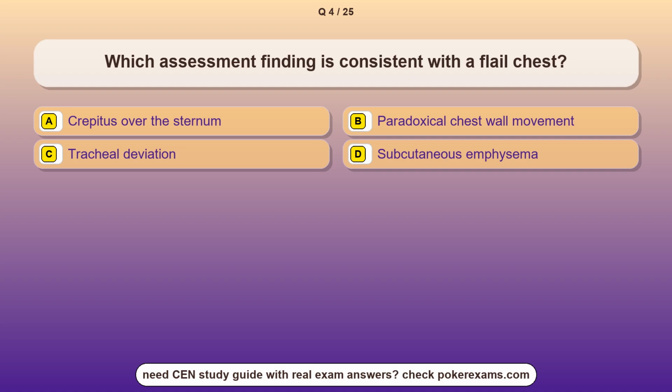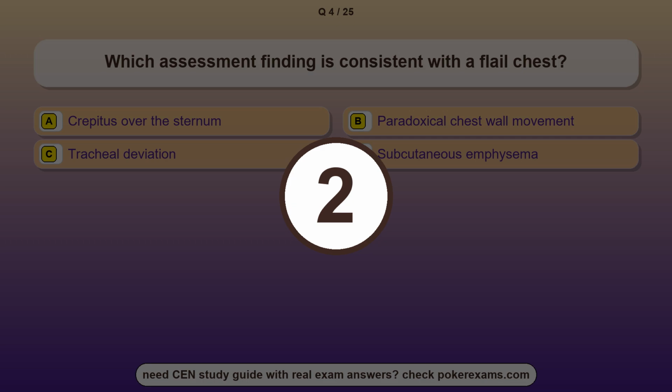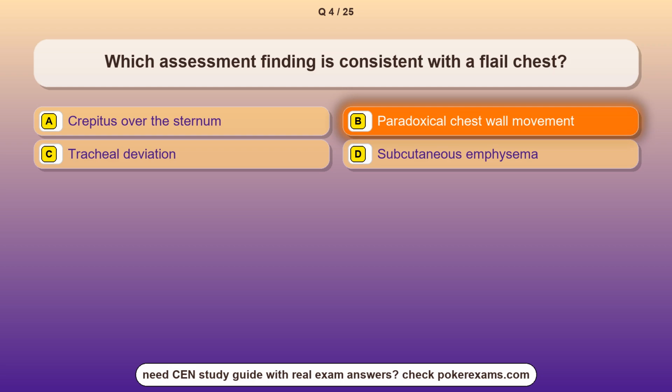Question 4. Which assessment finding is consistent with a flail chest? Option A. A crepitus over the sternum. Option B. Paradoxical chest wall movement. Option C. A tracheal deviation. Option D. Subcutaneous emphysema. The correct answer is option B. Paradoxical chest wall movement.